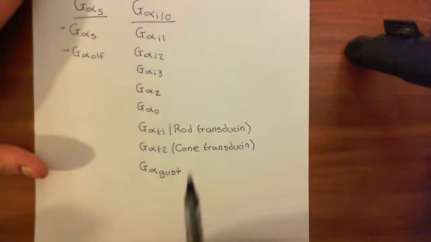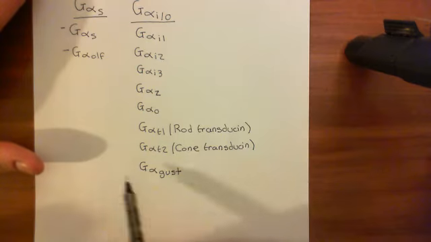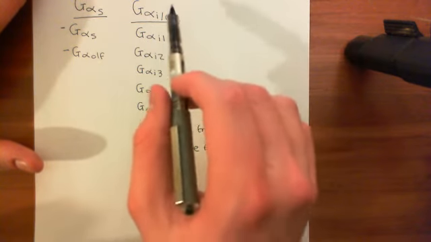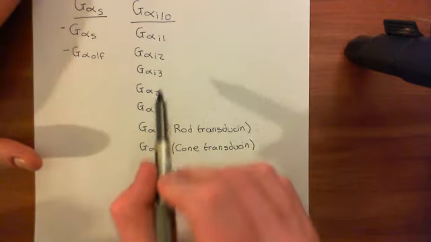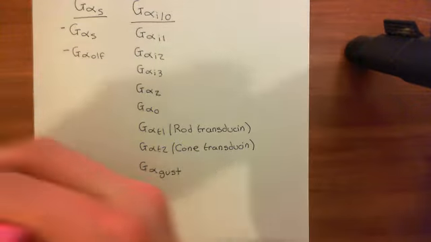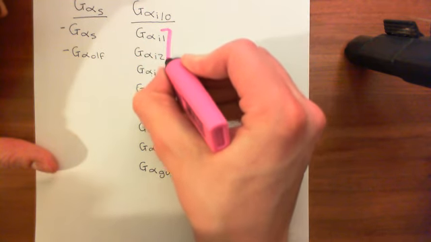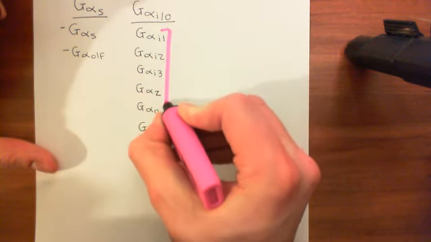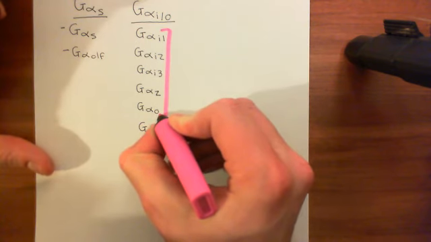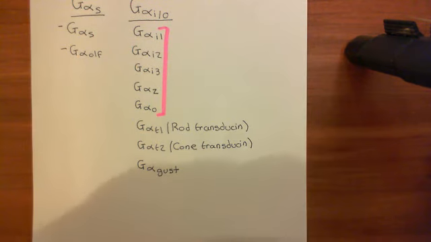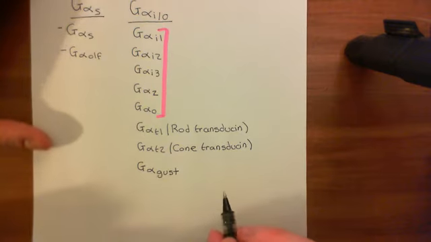All of these have similar functions, but some of them have more similar functions than others. So for instance, all of these ones here, G alpha I1, G alpha I2, G alpha I3, G alpha Z, and G alpha O, they have very, very similar functions, and we'll be coming back to these later.